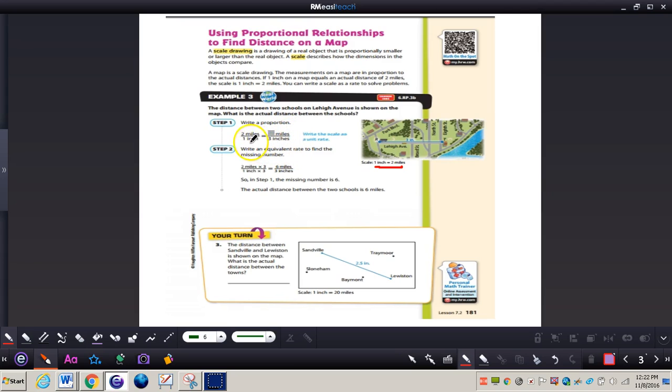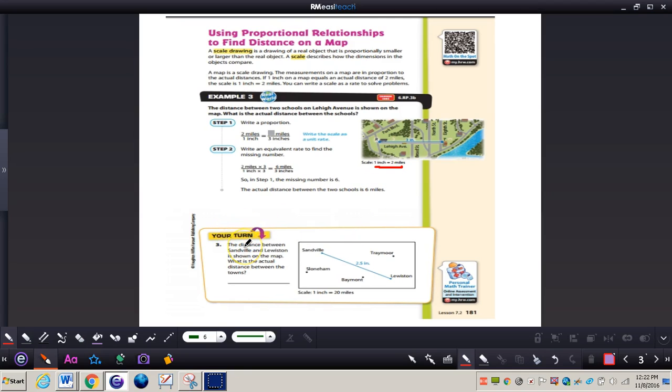However, we do know that the 1 inch was multiplied by 3. You can see here, write an equivalent rate to find the missing number. 1 inch was multiplied by 3 to get to 3 inches. So since one part of my ratio is multiplied by 3, the other part, the 2 miles, needs to be multiplied by 3 as well. So 6 miles to 3 inches. So we can see in step 1, the missing number is 6. So the actual distance between the two schools is 6 miles.